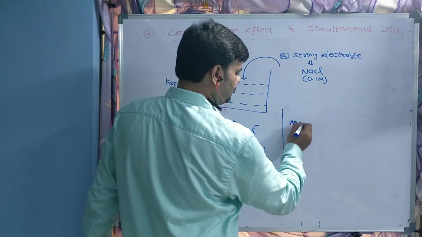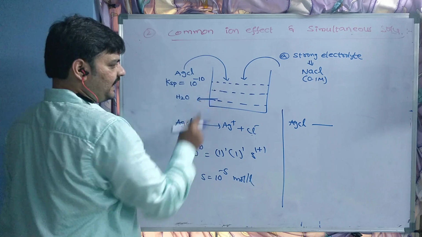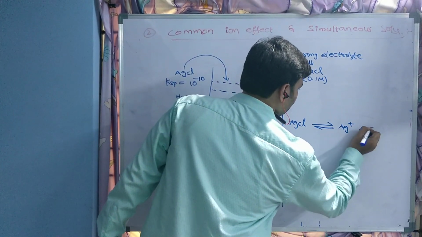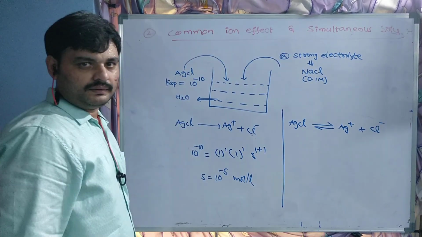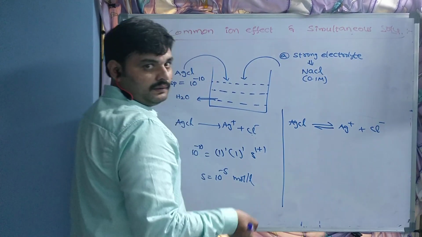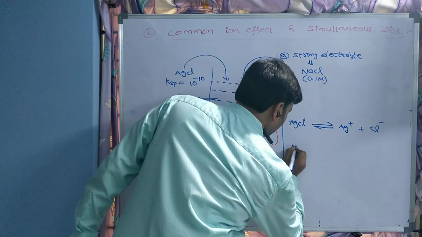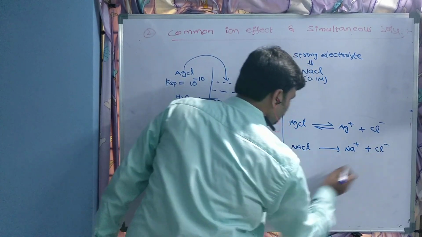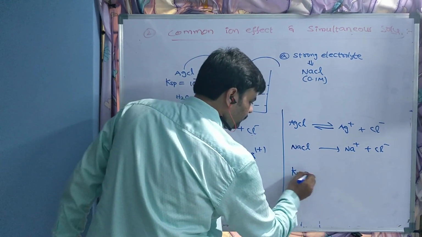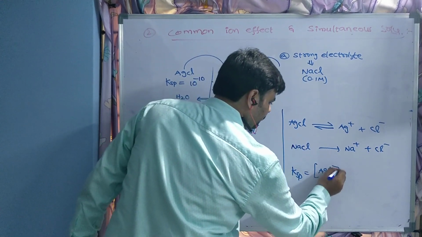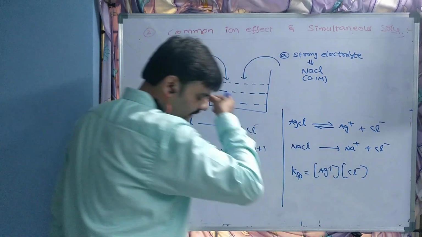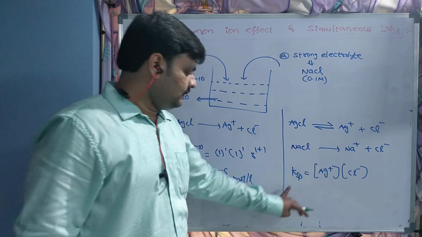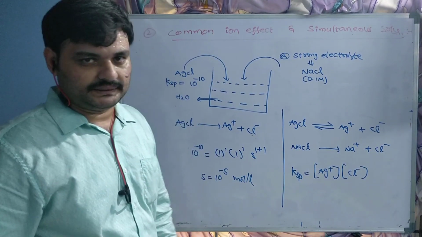So here, first we add the AgCl. AgCl is a sparingly soluble salt, so it converts into Ag plus and Cl minus ions, which form the equilibrium state. Now we are going to add the NaCl also, so by adding NaCl, Na plus and Cl minus ions form. Therefore here the Ksp is equal to, as per the definition, concentration of Ag plus into concentration of Cl minus, for the calculation of the solubility of AgCl. This is the Ksp formula for AgCl.